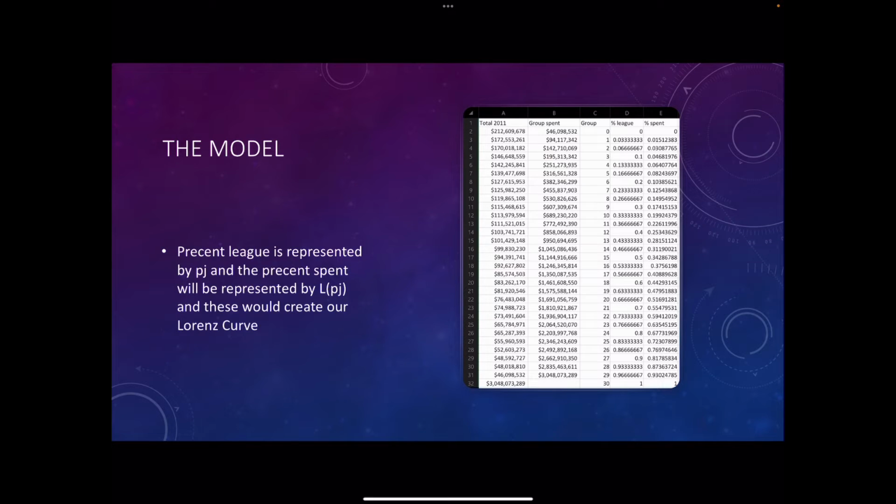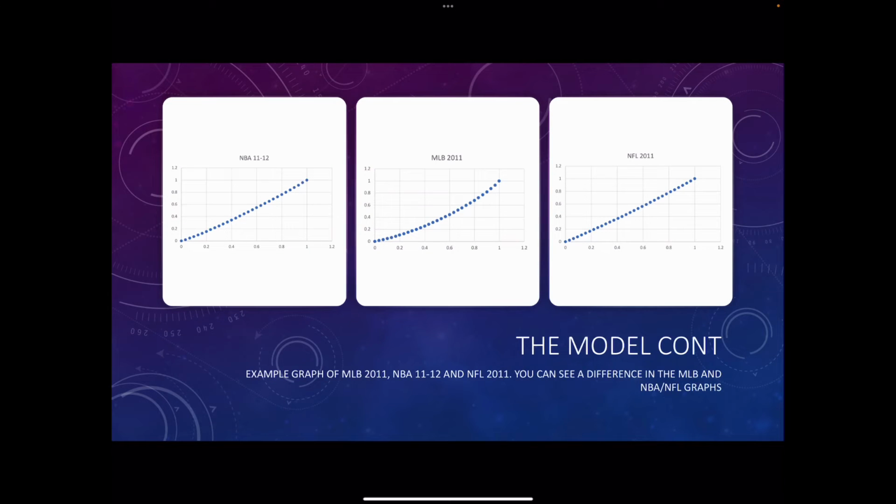The percent of the league is measured as PJ in our model, and the percent spent will be measured by LPJ, and these will create our Lorenz curves. Here we can see some examples of our Lorenz curves.